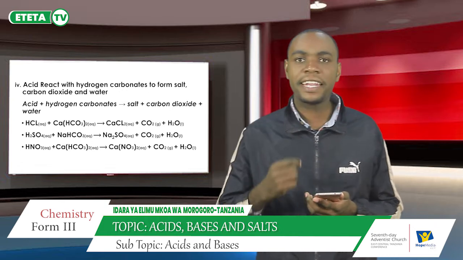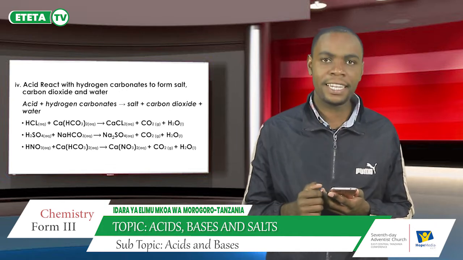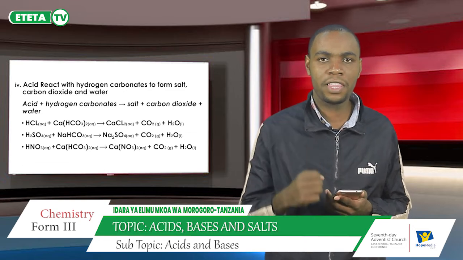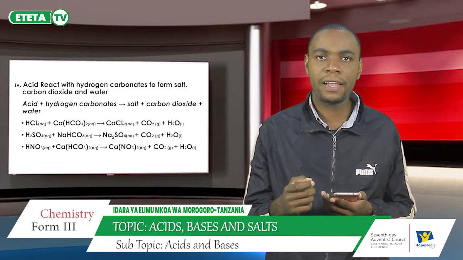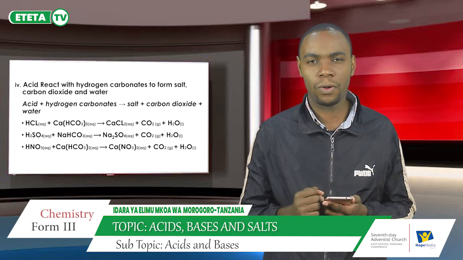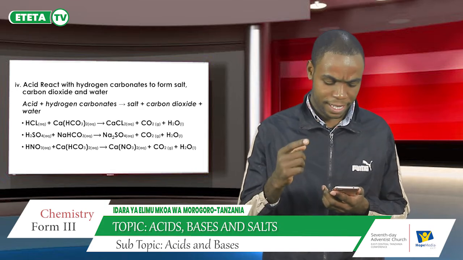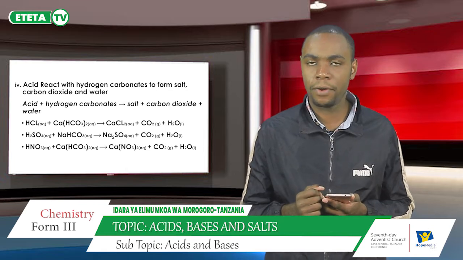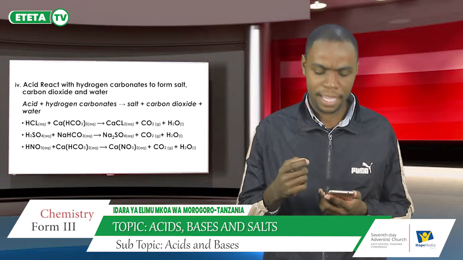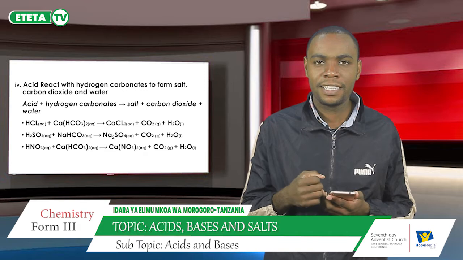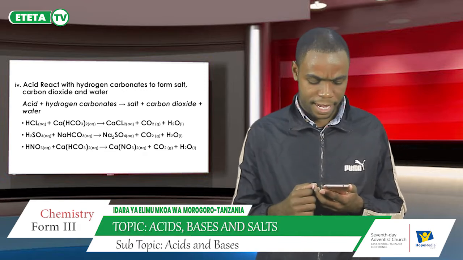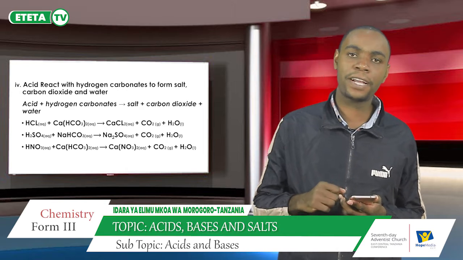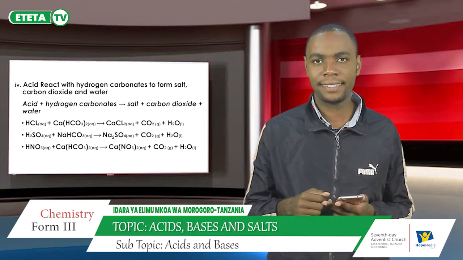Another example is the reaction between sulfuric acid and sodium hydrogen carbonate. The product produced there is sodium sulfate, carbon dioxide, and water. And another example is the reaction between nitric acid and calcium hydrogen carbonate. What is formed there is calcium nitrate, carbon dioxide, and water. So these are a few chemical properties of acid.